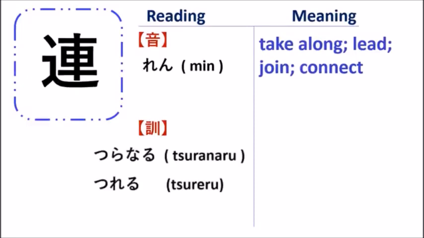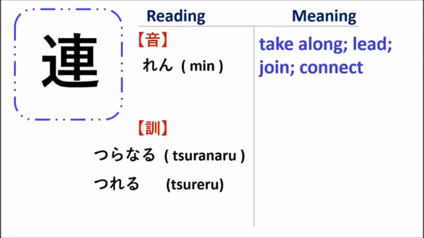But in kunyomi, we can say Zura, Nari, or you have the second sound, right? Zule, Lu. So you have to remember how to use it when they use the kunyomi and when they use the onyomi.